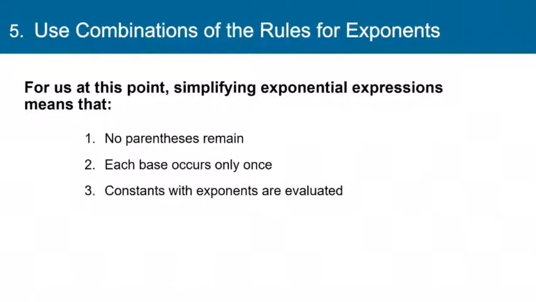And now we're about to do some examples that require us to use combinations of the rules. So the instructions here are just going to say simplify. So you need to know what they expect us to do when they say simplify. At this point, based on the rules that we know, simplifying exponential expressions means that we work out any parentheses, so the answer will not have any parentheses in it. Each base will occur only one time, and any constants with exponents should be evaluated.